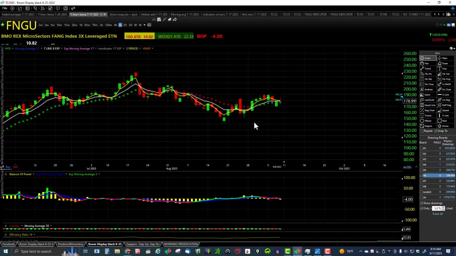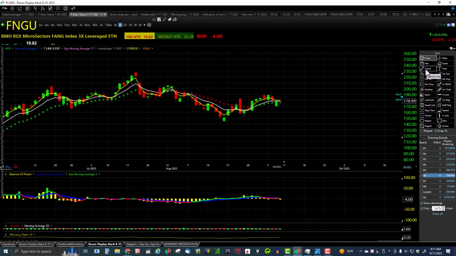All right, FNGU doing the same deal. Higher low, higher highs, in a daily uptrend, three points of contact on these lows and two highs to connect together. Pressure on the bulls to make that higher high. We'll see what happens. So FNGU in that daily uptrend.